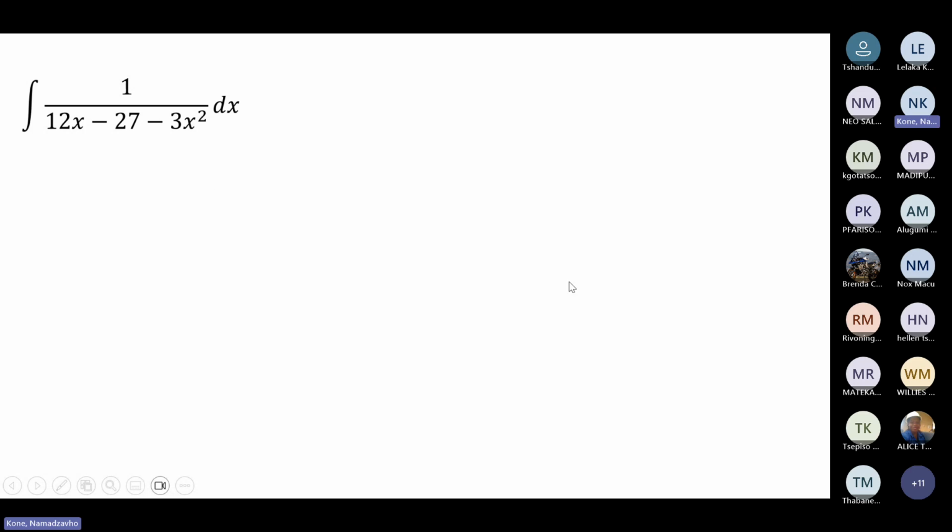But for now, let's do this one. Hopefully this one cannot be factorized. But if it can, you are welcome to do partial fractions. 3 minutes, we get an answer. If we don't have an answer, we do it together.